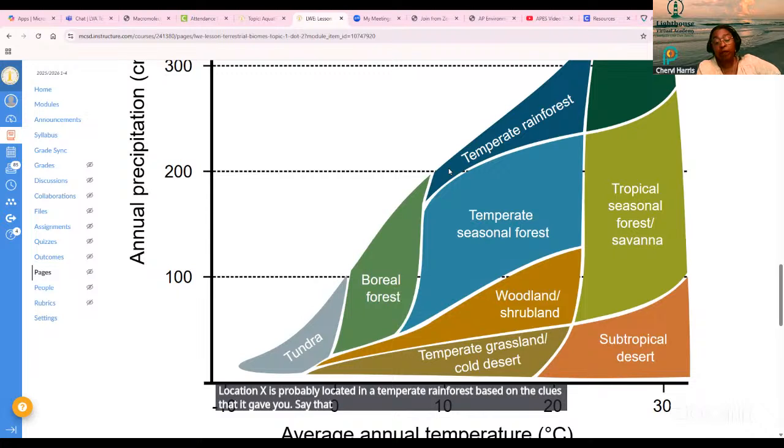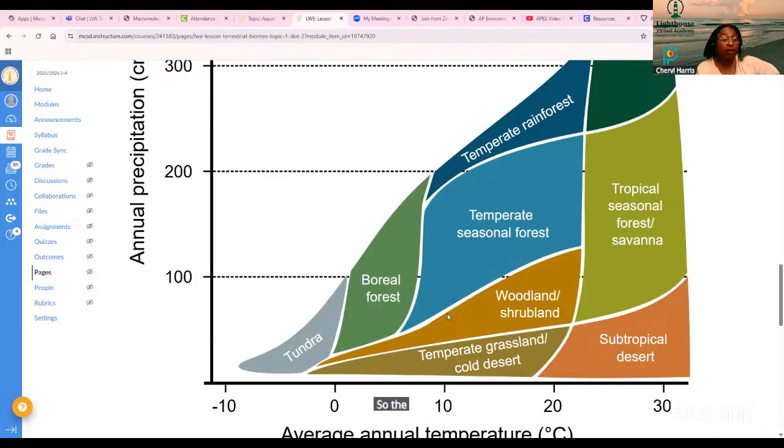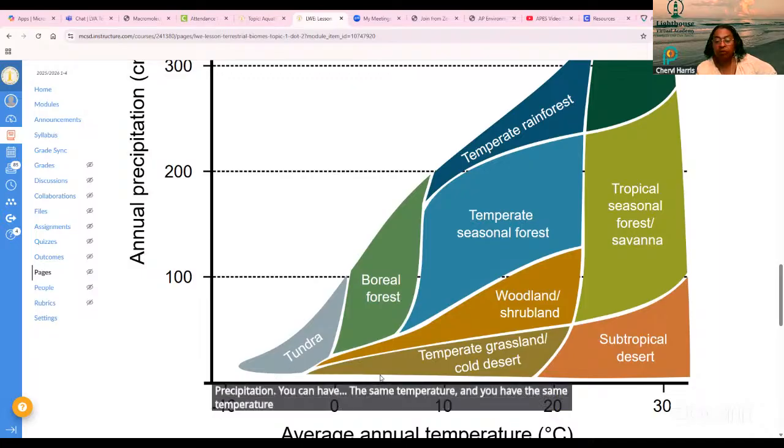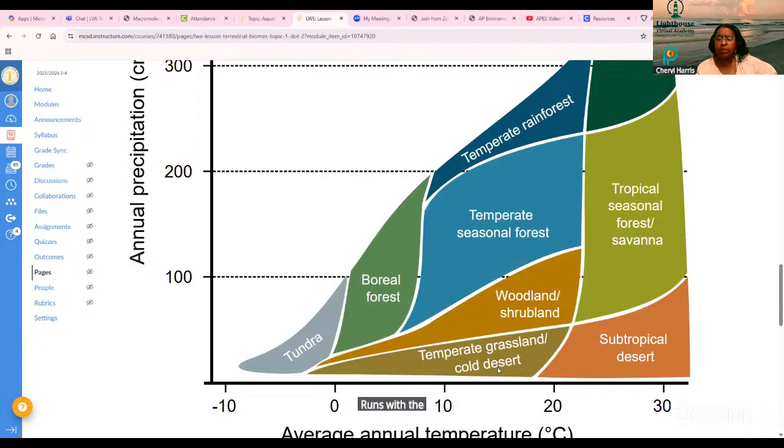Say that it told you that it was 10 degrees Celsius and it had 50 centimeters. So we start with our 10 again, and then come over and look for about 50. So run your cursor up to about 50, and we're kind of, I want to say, in the woodland shrubland area. So the amount of precipitation matters. So temperature is not as big a factor as precipitation. You can have the same temperature, like you have the same temperature in the grassland. It's a cold desert. You got a seasonal forest. All of them run in the 10-degree area, but the amount of precipitation each one gets is different.